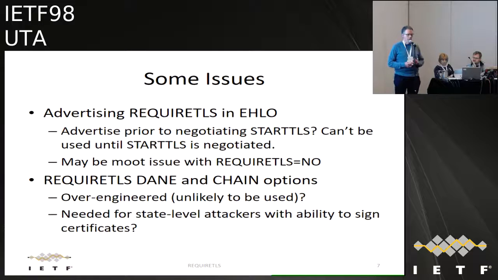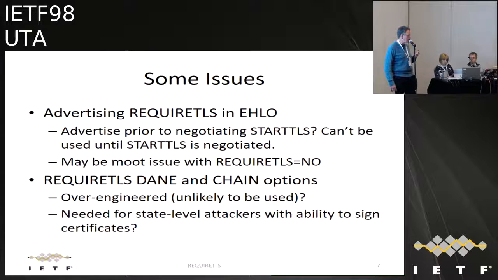So a few things that came up on the list in terms of issues. One was whether require TLS should be advertised in the hello. Initially, when we didn't have require TLS equals no, the only time you could do require TLS was after you had negotiated start TLS, which meant that maybe we should only advertise it on the hello that occurs after TLS had been negotiated. So that was one of the questions. The counter argument is that if you advertise it on all hellos, then at least you have some early indication whether the recipient is likely to be able to accept the message or not. So you can abort before actually negotiating TLS if you have a require TLS message. But this may be kind of a moot issue because require TLS equals no doesn't require the negotiation of TLS. So I guess we need to advertise it earlier.